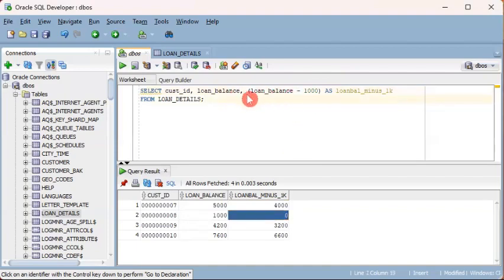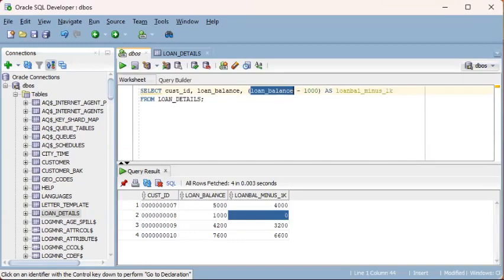Okay, so that's the expression I'm talking about. Instead of a hard-coded value, in the subtraction, the minuend, or the first operand, is being taken from a column value.